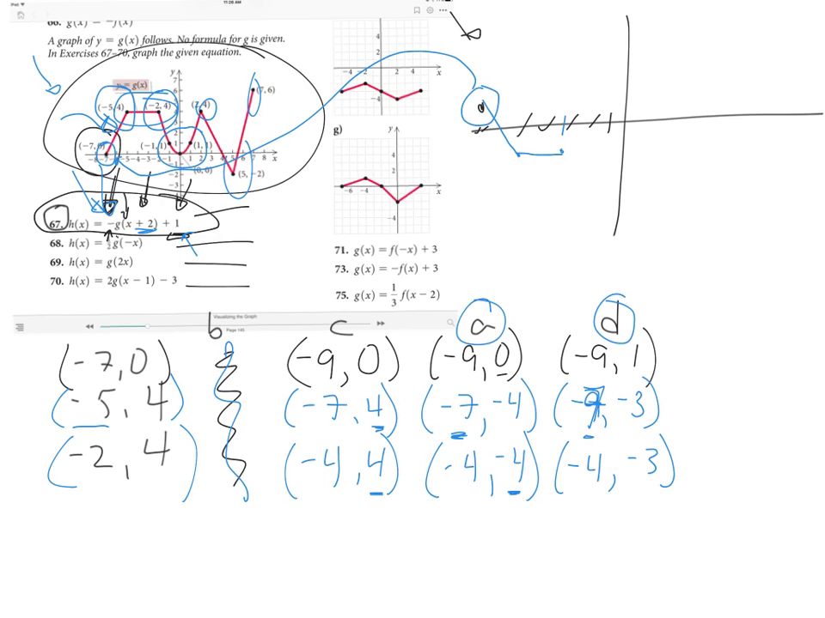On a test, I probably won't give you one that has so many points like that. I might give you something where there's only 4 or 5 points that you have to transform. Alright, hopefully that helps you with that transformation.